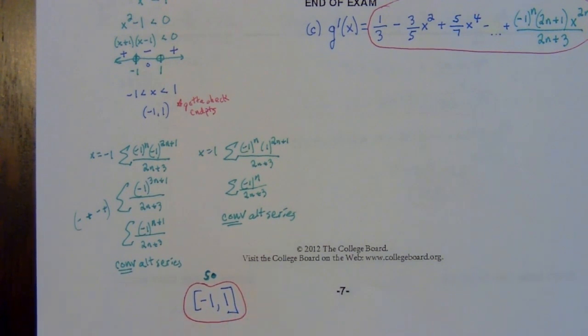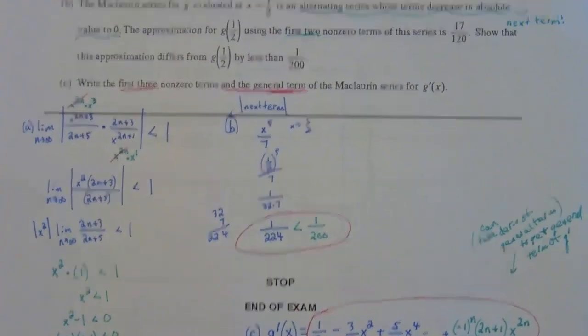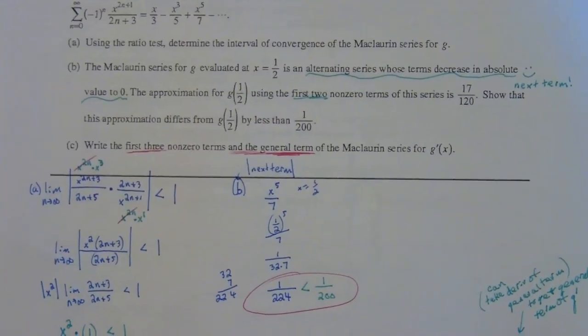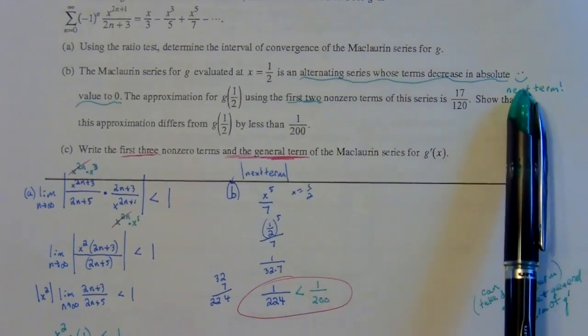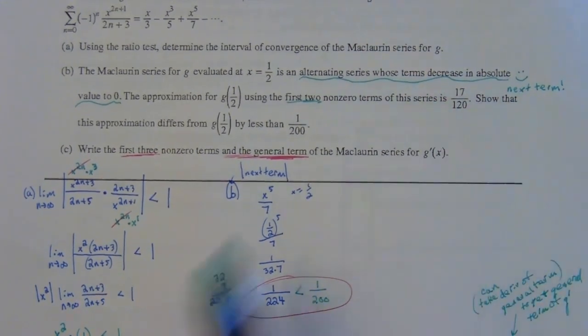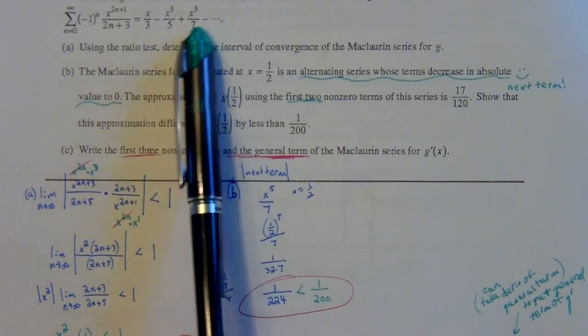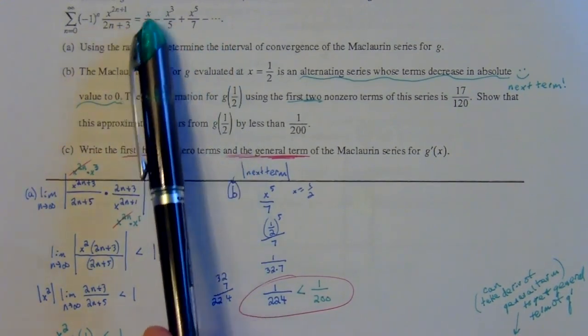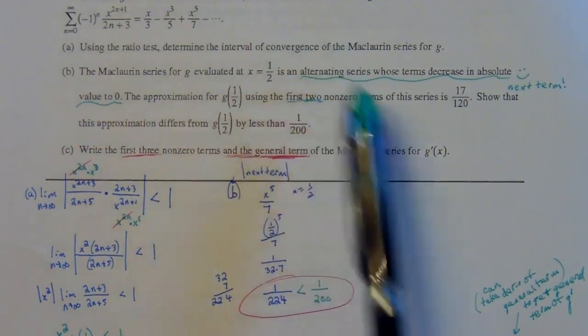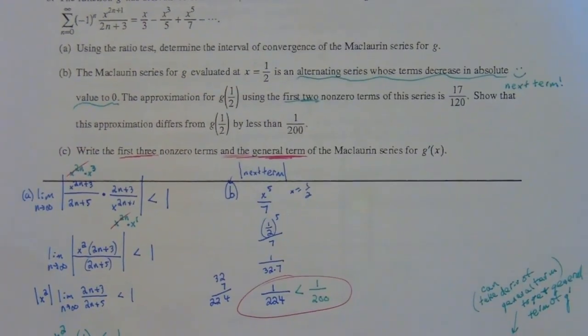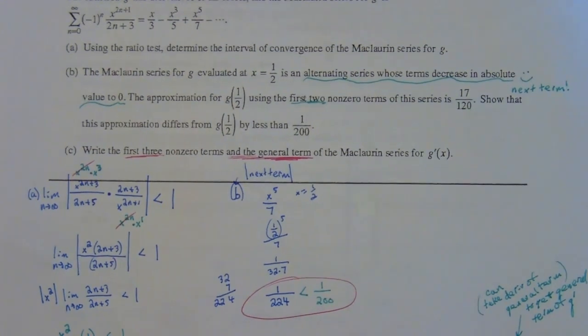Okay, letter B looks crazy intimidating, but here's what I wrote: a smiley face. Hey, this is music to my ears. When I see that phrase, alternating series whose terms decrease in absolute value to zero, or if you notice that your series alternates sign and then you got 1/3, 1/5, 1/7, where those just keep getting smaller and smaller, that's wonderful news, because when they ask me to find the error of something, that's just going to be the next term in our sequence right there.